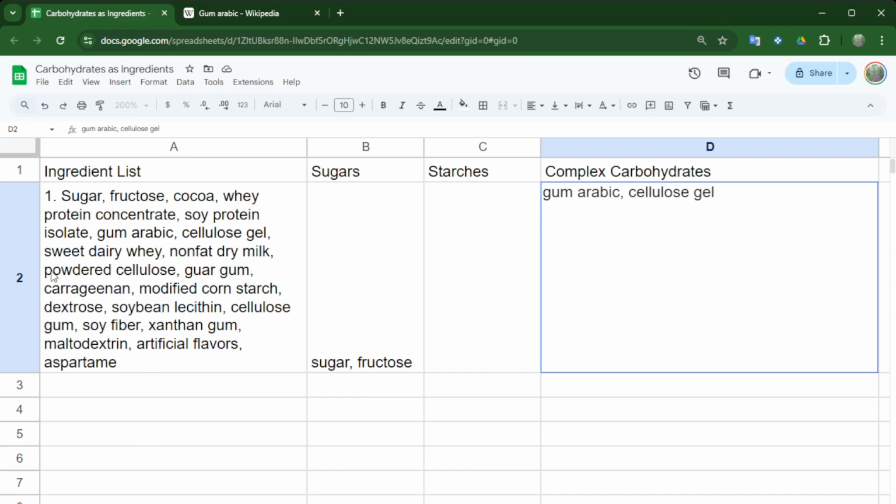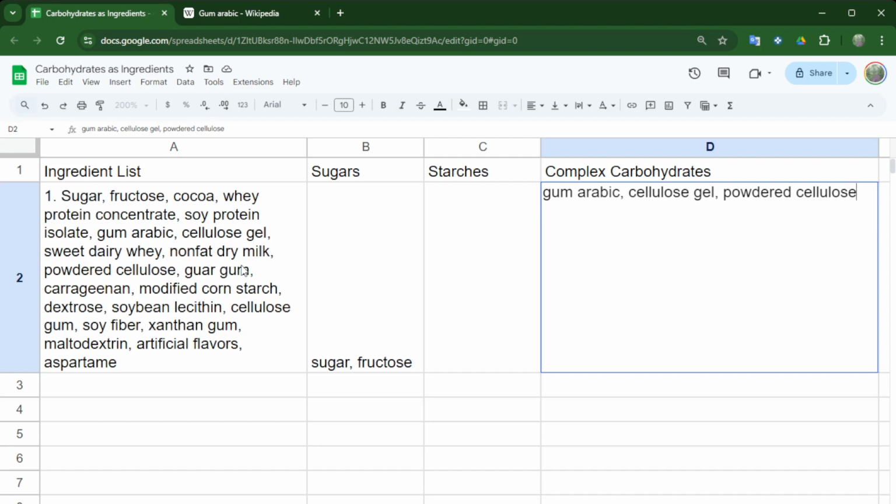Okay, next, powdered cellulose. Well, that one's easy, right? It's cellulose. It's one of our complex carbohydrates. It's not a sugar or a starch. So I'm going to put it under complex carbohydrates.